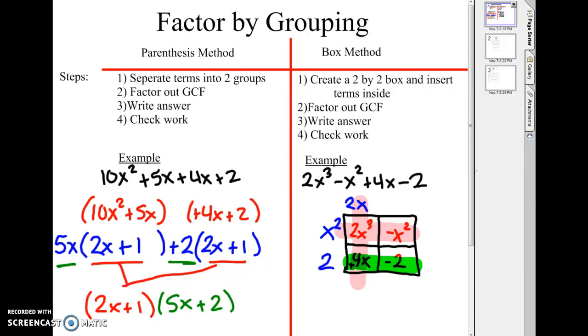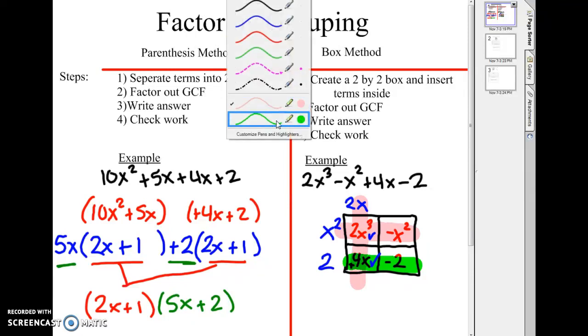Now, what's nice about this is you can check and make sure you did it right. Here's how you check. 2x times x squared is 2x cubed. Good. 2x times 2 is 4x. Good. Good so far. Now the next one.